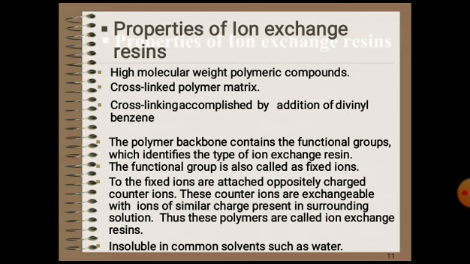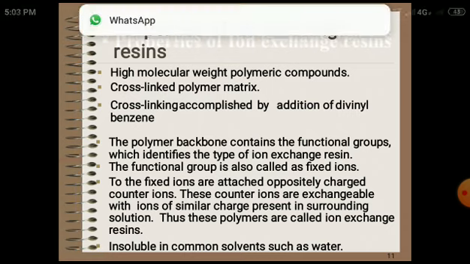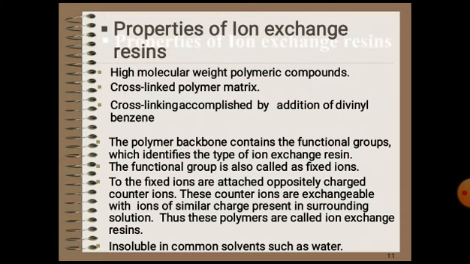Okay, so how it will be working means we are adding divinyl benzene, so that is one type of polymer chain. Okay, so by adding this divinyl benzene, cross-linking will be occurring. The polymer backbone contains the functional group. This divinyl benzene chain will be there, right? So we are calling it a polymer backbone. It contains a different functional group, and that functional group is a fixed functional group.